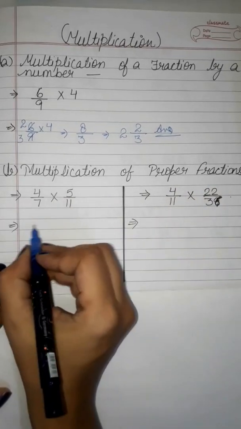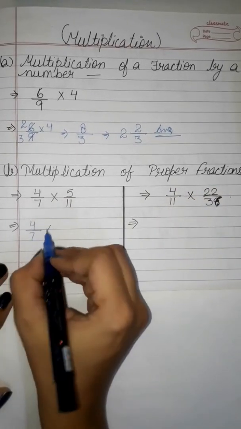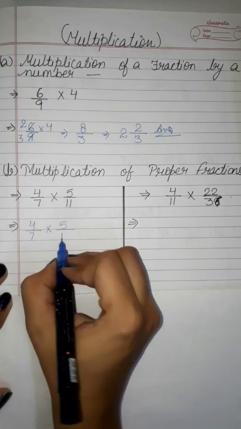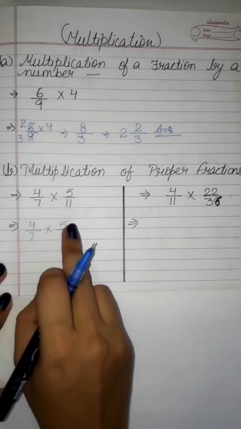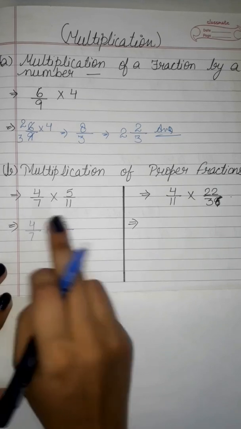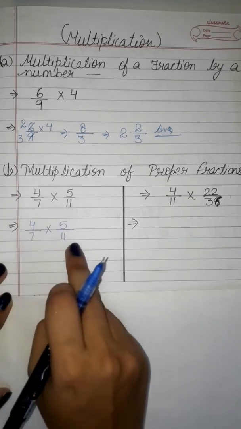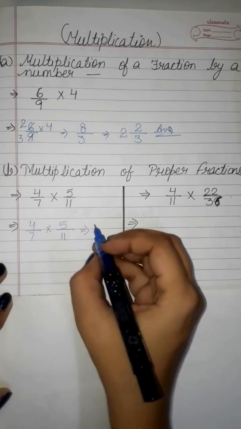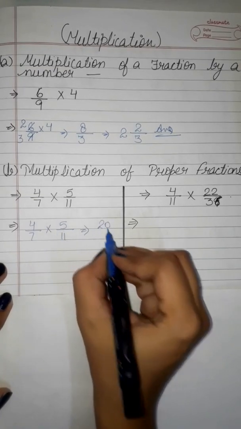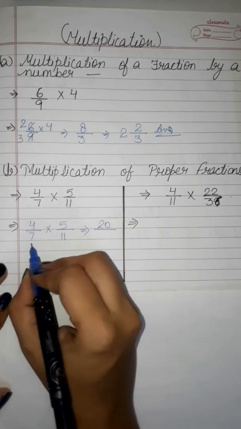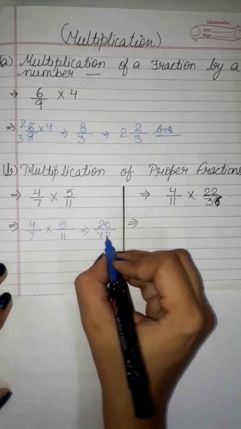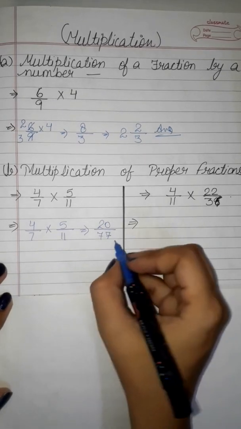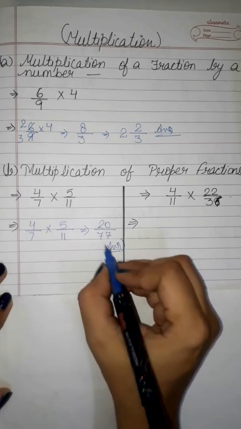Now see the multiplication of proper fractions. 4 by 7 is getting multiplied by 5 by 11. We always do multiplication like numerator with numerator and denominator with denominator. So it will be 5 fours are 20 by 11 sevens are 77. Now we cannot reduce it, so this is the final answer.